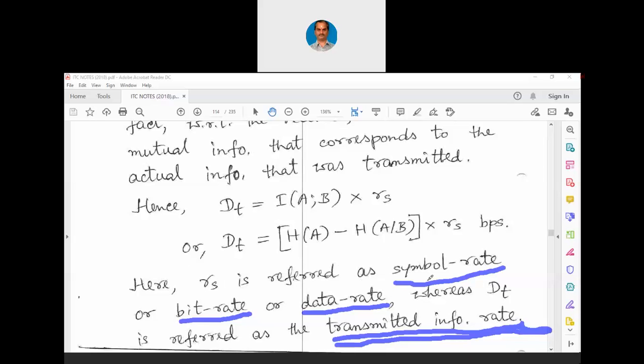The rate of emission of symbols from the source, or if it is in terms of bits, then it is the bit rate, or that itself we call it as data, then it is called as data rate. All these are bits per second. But here dt is in terms of the mutual information. So dt refers to the transmitted information rate, means even though the source is emitting those many symbols or bits, the amount of information received at the destination is going to be lesser.